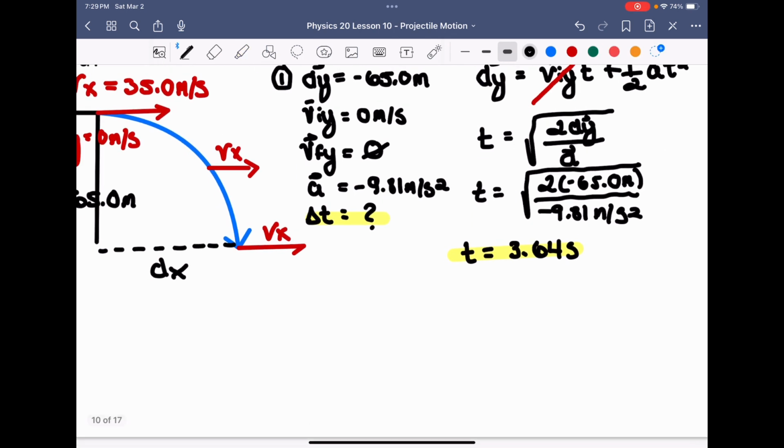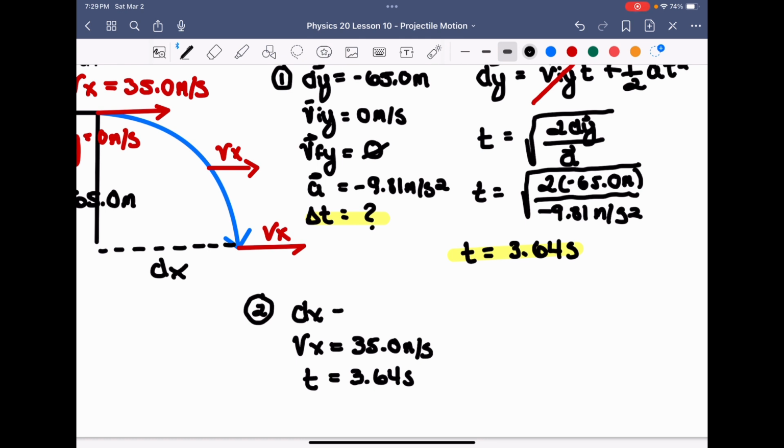We're going to go to part number 2. Let's deal with our uniform motion section. So we have distance in the x, speed in the x, time. We know that the time is going to be the same, so 3.64 seconds. That remains uniform. The Vx was equal to 35.0 meters per second. The last thing we're trying to solve for here is the distance it goes in the x direction.